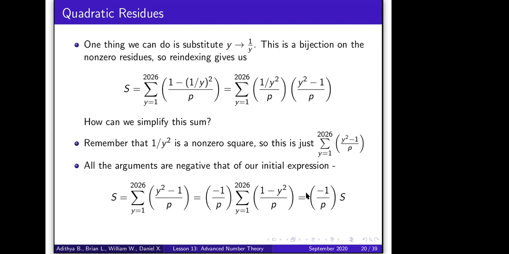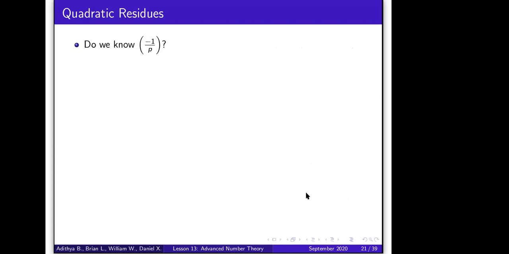So what is negative 1 over p? Do we know that? Remember, p is equal to 2027. So negative 1 over p is asking, is negative 1 a quadratic residue mod 2027? Yeah, it's not. As we showed last week, negative 1 is only a quadratic residue for primes that are 1 mod 4, and 2027 is 3 mod 4. So negative 1 over p is equal to negative 1.